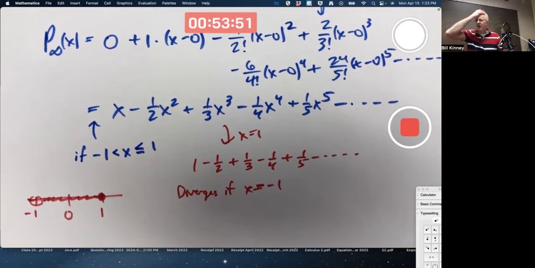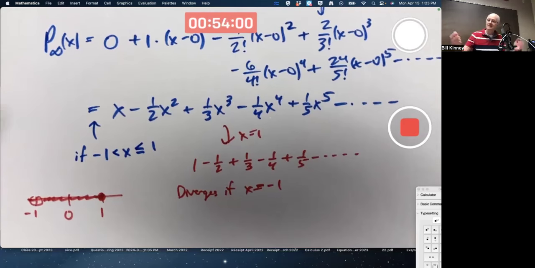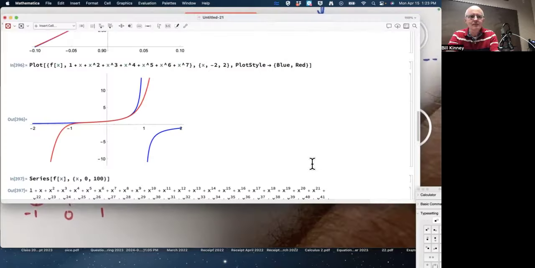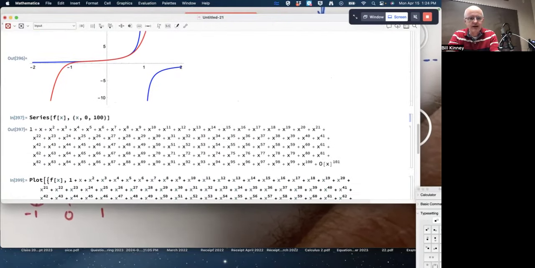What was it the series for, though? It was the Taylor series for ln of 1 plus x. Does it equal ln of 1 plus x? See if Mathematica indicates yes or no. First, let's double check it with Series.